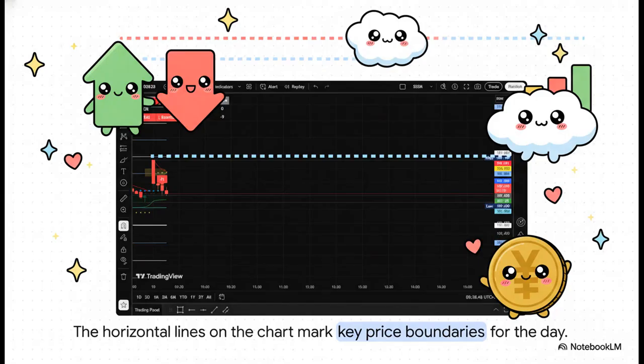Take a look at this chart. You see those horizontal lines? Those are the pre-plotted support and resistance levels. They create a kind of channel, a predicted path for the price to travel within during the day.